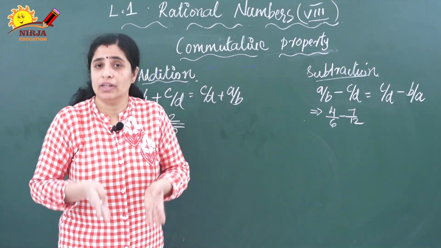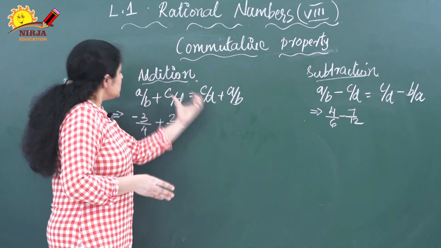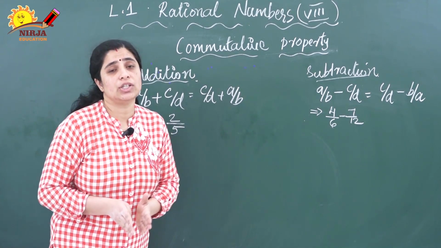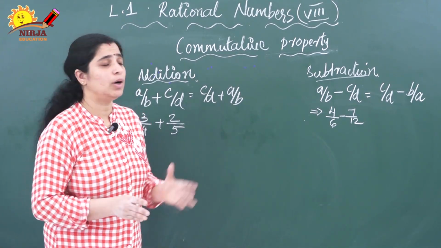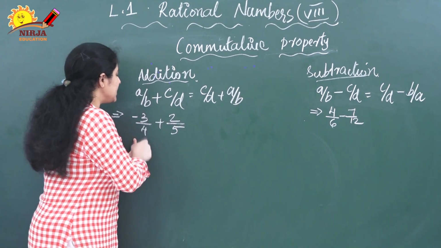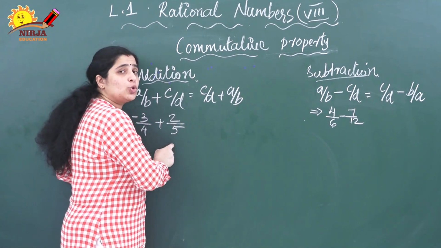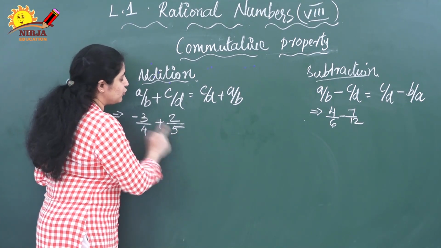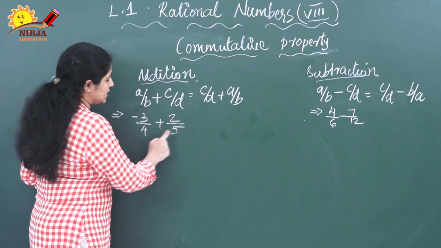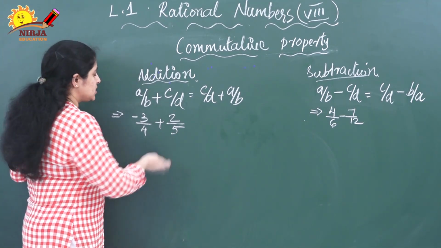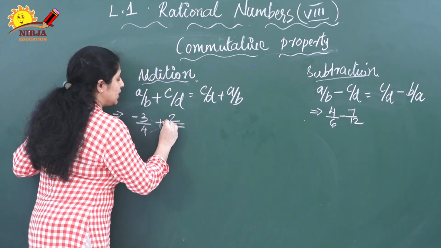Under addition we will tell. So we will discuss this one. We will check whether addition is commutative in the case of rational numbers. I have taken two rational numbers, minus 3/4 plus 2/5. First I will add in this way. First we have to find the LCM. For the LCM, you know that these are co-prime numbers, so as we have already discussed, you can do the cross multiplication.